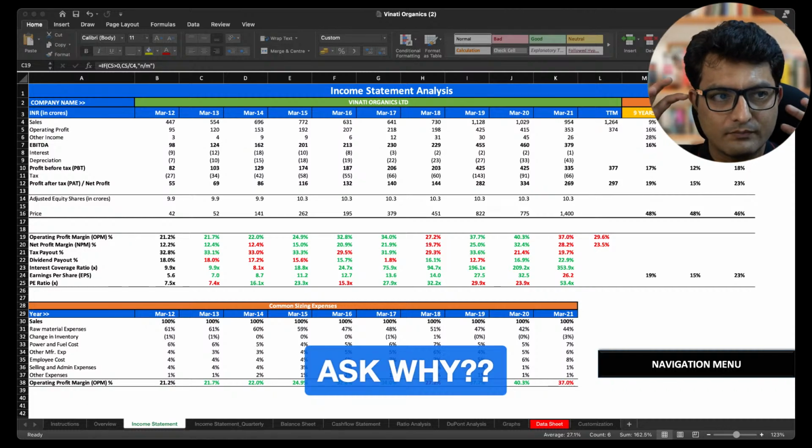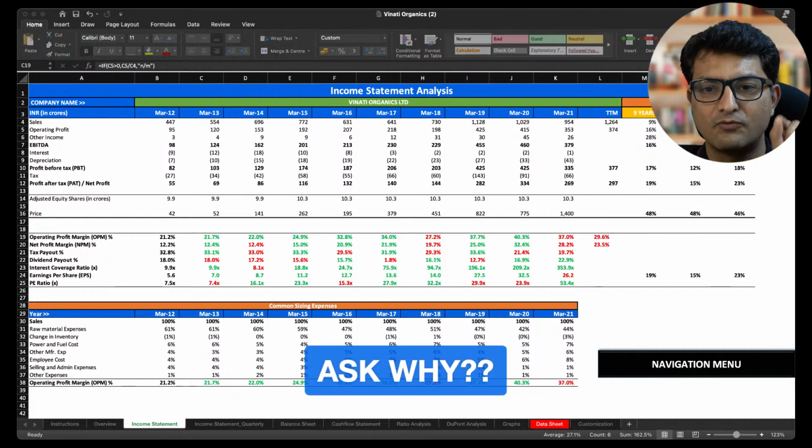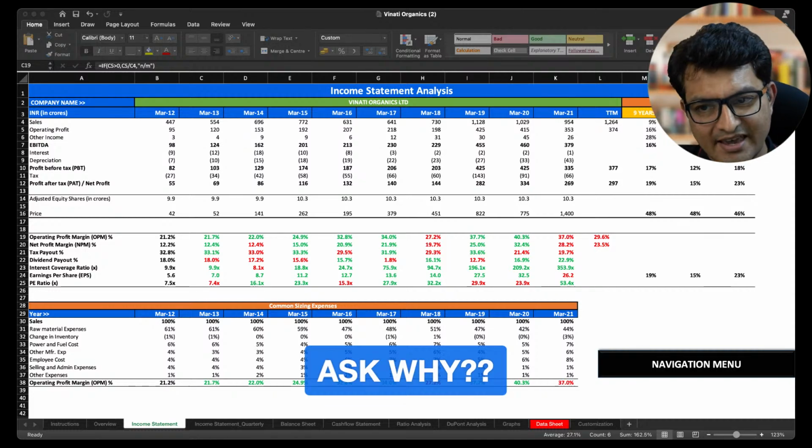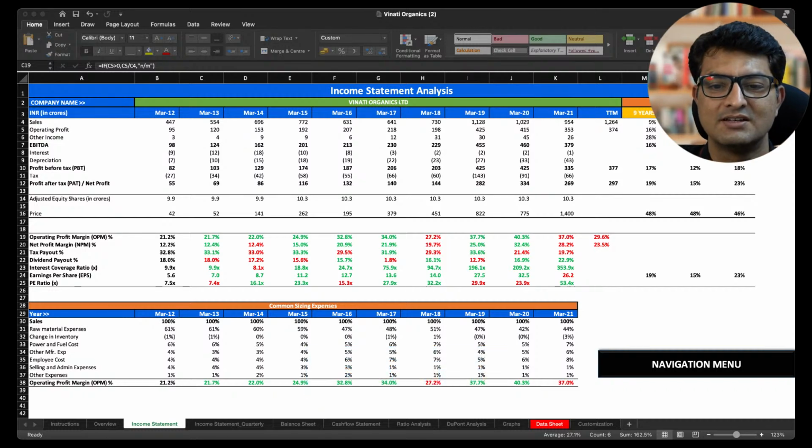So don't get flooded with the information all around. Just use the information where you need to seek the answer. And that is where it is very, very important to ask why this is happening. And this Excel will exactly tell you where you need to ask questions and where you need to ask why. Okay.